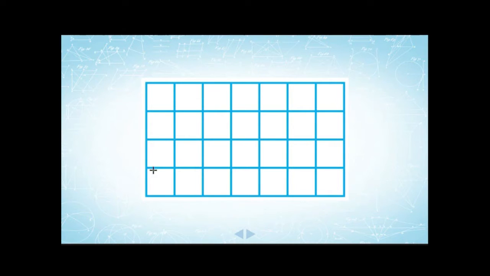So as you can see, we have these units of squares here. So this is 1 square unit, this is 2 square units, 3 square units, and we could keep counting and see how many square units this shape is. 1, 2, 3, 4, 5, 6, 7, 8, 9, 10, 11, 12, 13, 14, 15, 16, 17, 18, 19, 20, 21, 22, 23, 24, 25, 26, 27, 28. And so we would say that this rectangle is 28 square units.